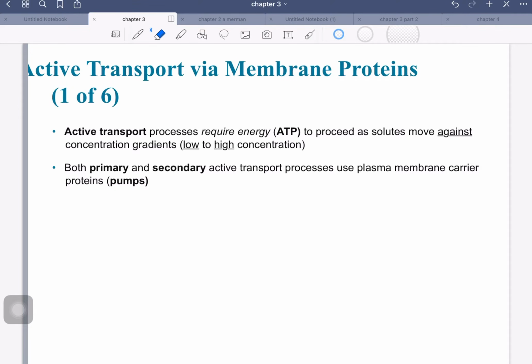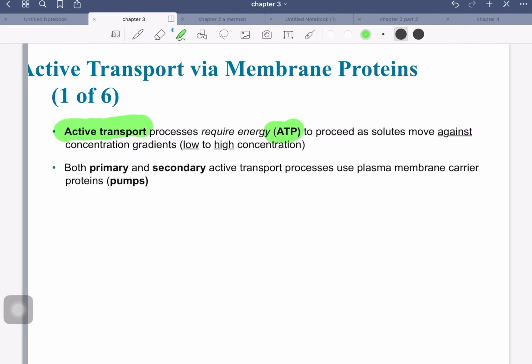In this video, we'll be talking about active transport through the use of membrane proteins. So let's start by defining active transport. An active transport is a process that requires the use of energy. And of course, the most common energy source is ATP in the body.